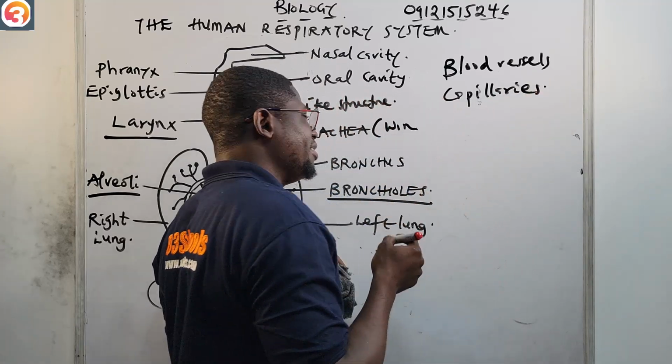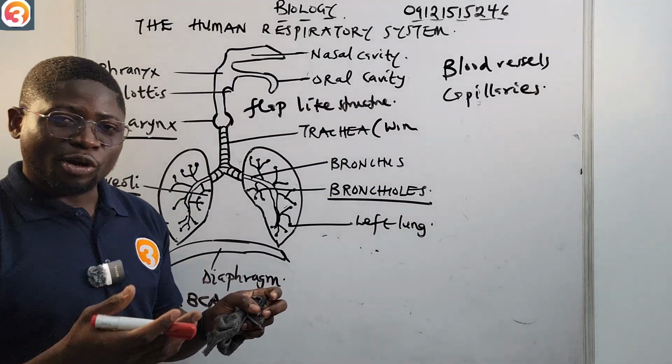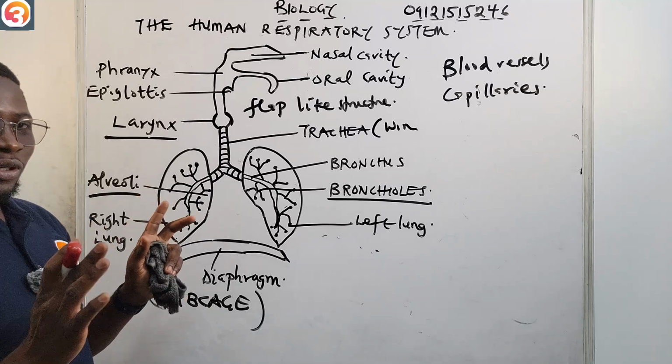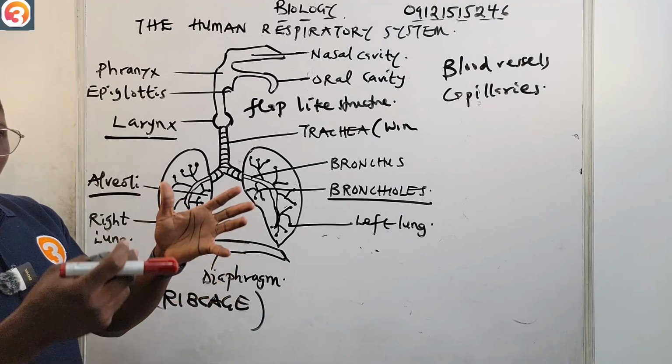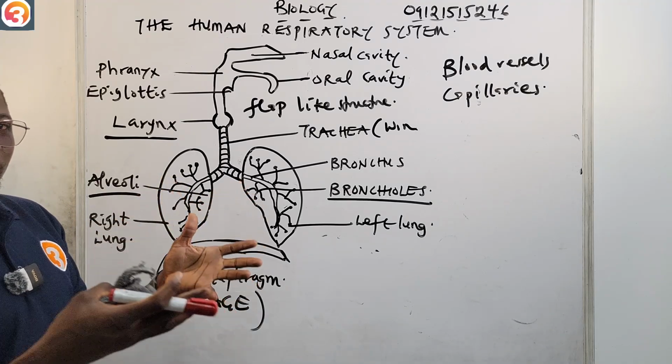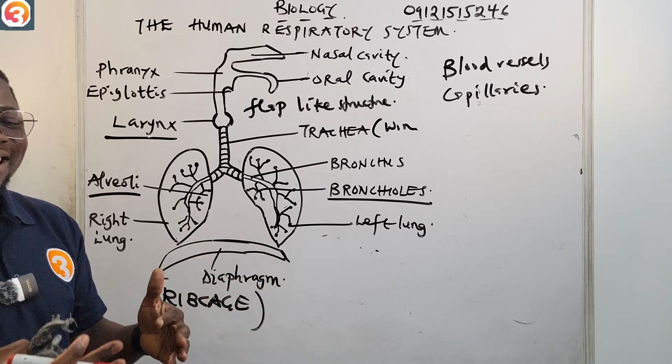Okay, and we know that blood vessels are vessels through which blood flows. So we know that already. That means that the air will now get to the alveoli, which is the final destination.